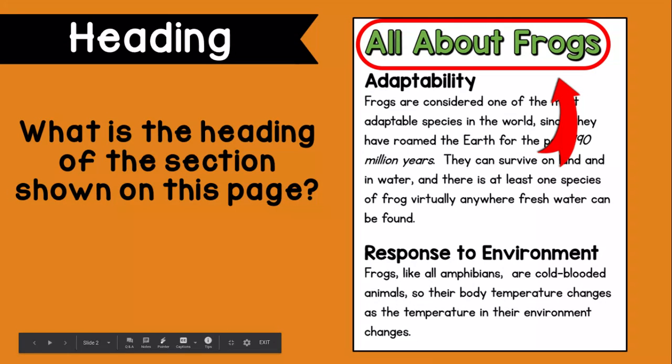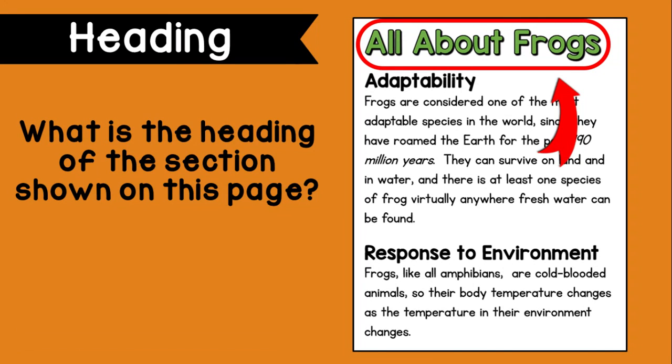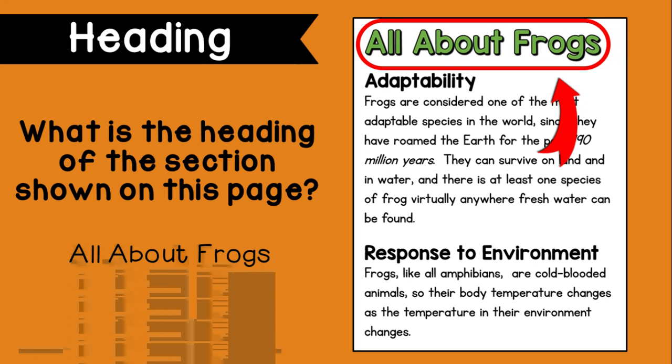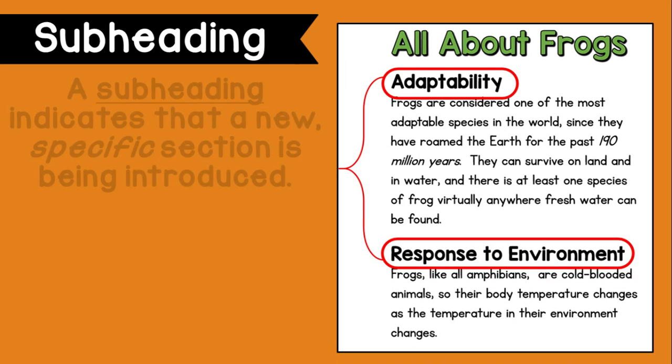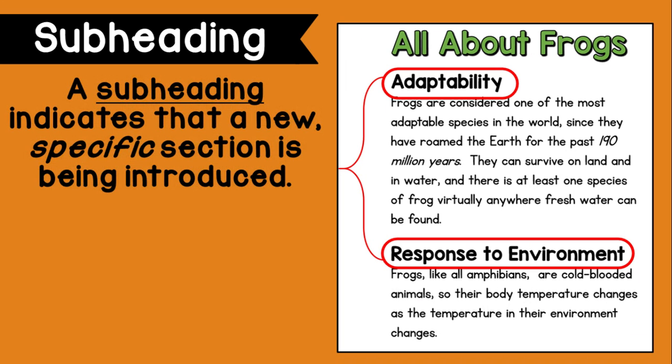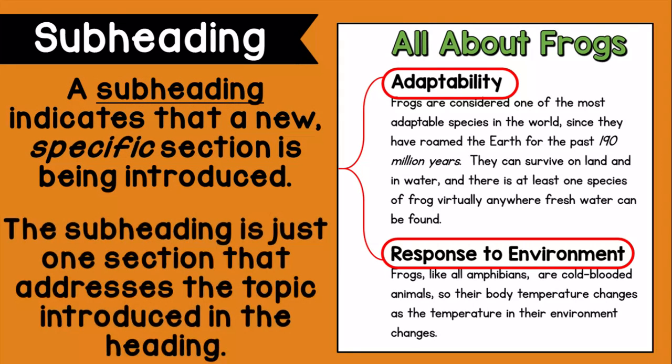All right. So we've talked about headings before, and we know that the heading of this particular section is all about frogs, what we have circled in red. So headings just help us separate different topics within our reading. But now we have subheadings too. So what is a subheading? Well, a subheading indicates that a new, specific section is being introduced. The subheading is just one section that addresses the topic introduced in the heading. So subheadings get more specific and they're under your actual heading, all right?